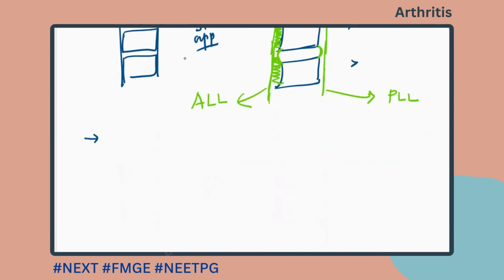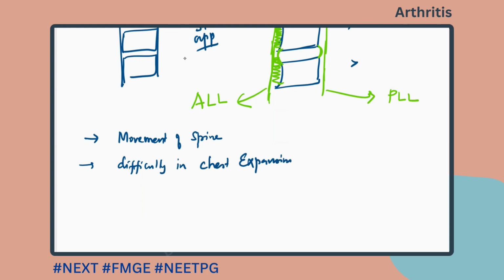So when the patient is affected by ankylosing spondylitis, movement of the spine gets restricted. The patient will have difficulty in chest expansion, so chest expansion is reduced, because ribs are also part of the axial skeleton, which is getting involved. Normally, the patient should have 5 centimeters of chest expansion. If it is less than this, then it indicates that the chest expansion is restricted.